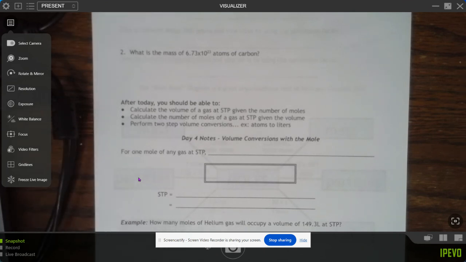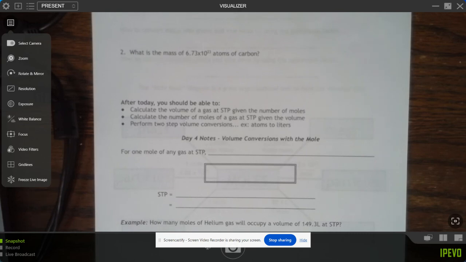And then we're also going to apply this to some two-step problems. Not just being able to go from moles to volume, but being able to go from atoms to volume, or maybe even mass to volume.